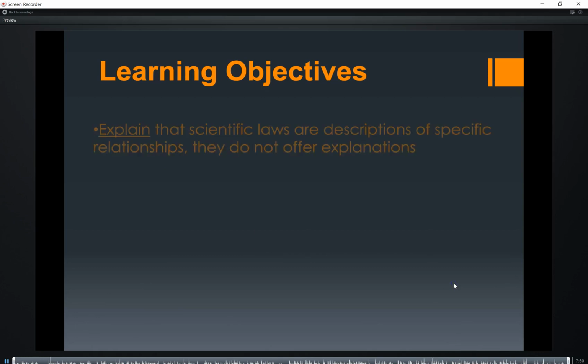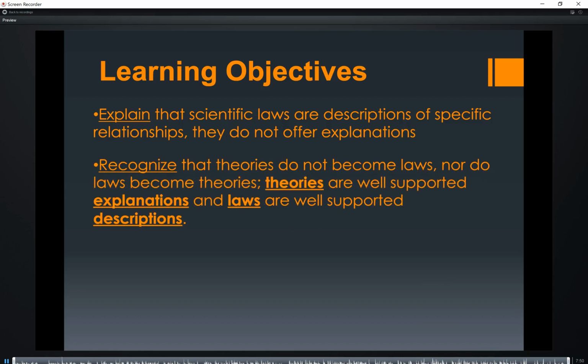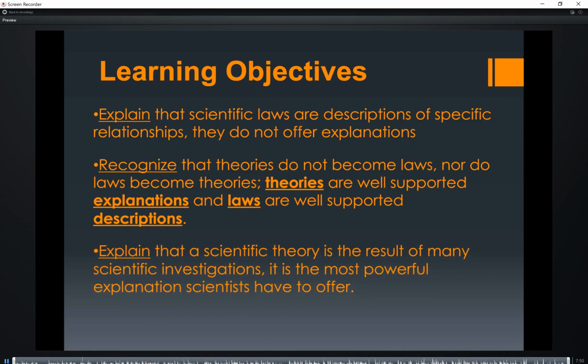So our learning objectives. I want you to explain that scientific laws are descriptions of specific relationships, but they don't offer explanations. I want you to recognize that theories do not become laws, nor do laws become theories. Theories are well-supported explanations, and laws are well-supported descriptions. Then you will explain that a scientific theory is the result of many scientific investigations. It is the most powerful explanation scientists have to offer.